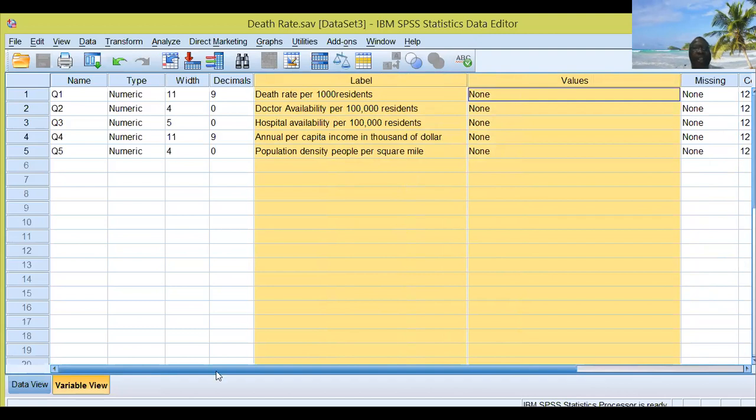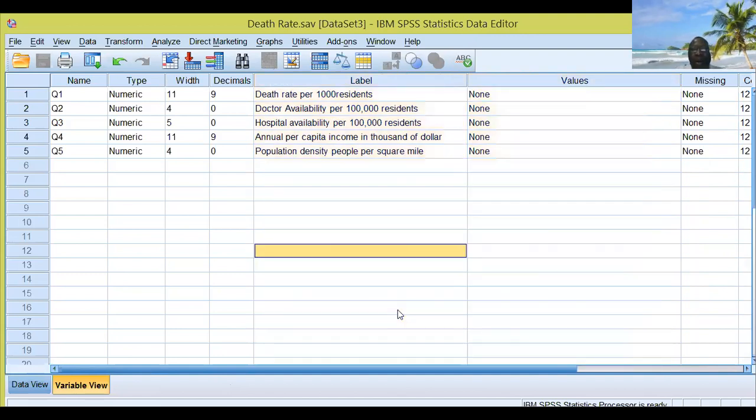So death rate per 1,000 residents. Then the second variable is doctor availability per 100,000 residents. The third one is hospital availability per 100,000 residents. Then the fourth is annual per capita income in thousands of dollars. And the last one is population density per square mile. So you can correlate all of them at the same time.